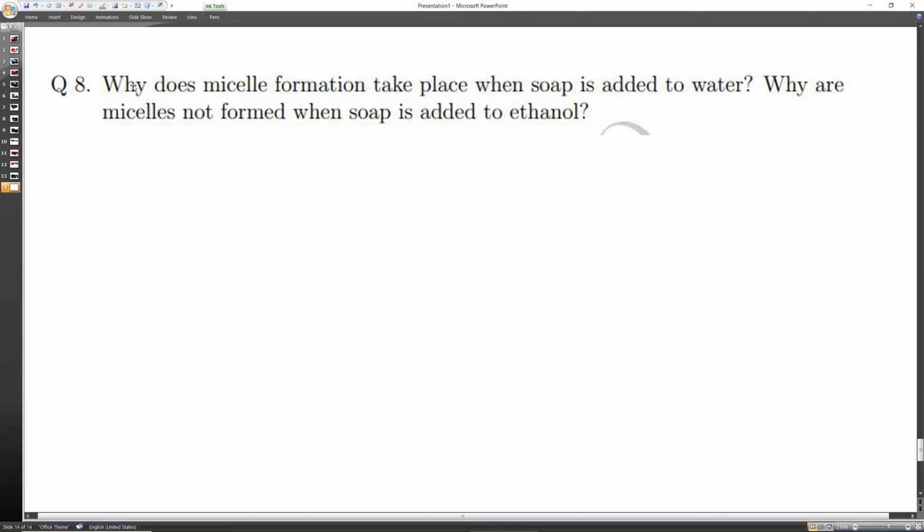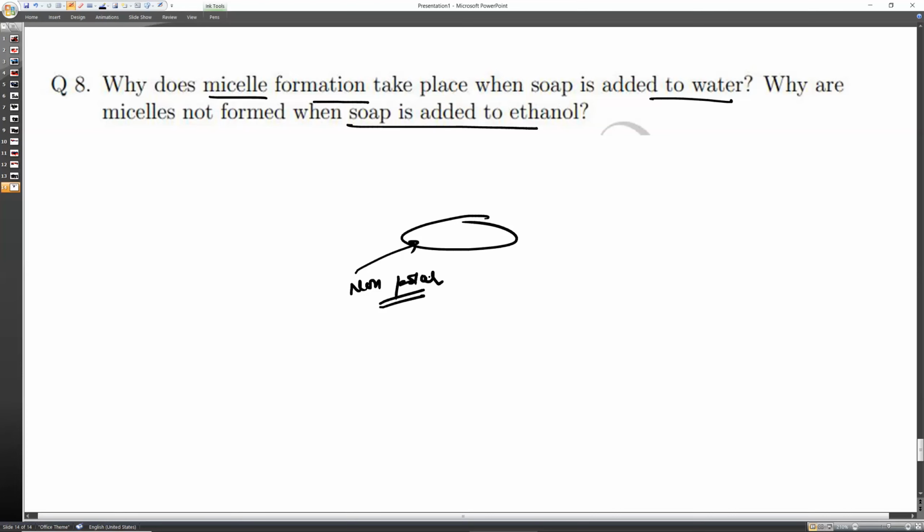Okay. So here the question is: why does micelle formation take place when soap is added to water, and why do micelles not form when soap is added to ethanol? Micelles, what are micelles? First of all, let me explain what micelles are. Micelle formation happens when we have dirt, which is non-polar in nature. Non-polar means it does not like water.